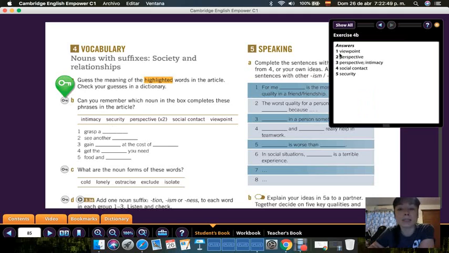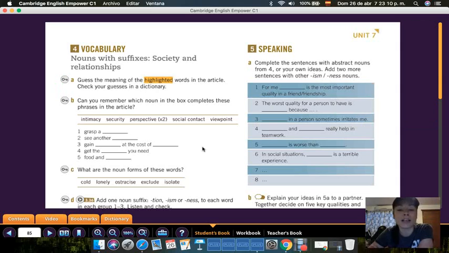It would be: grasp a viewpoint, see another perspective, gain perspective, at the cost of intimacy, get the social contact, and food and security. Okay? So there's a relationship in those words and they come together like collocations.